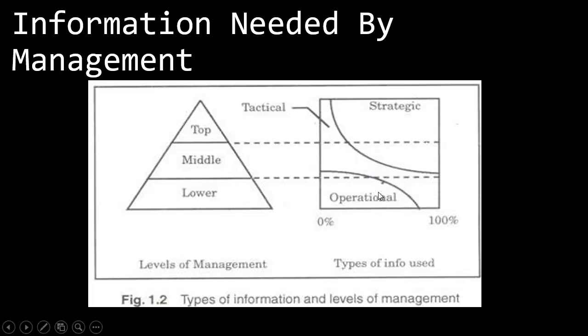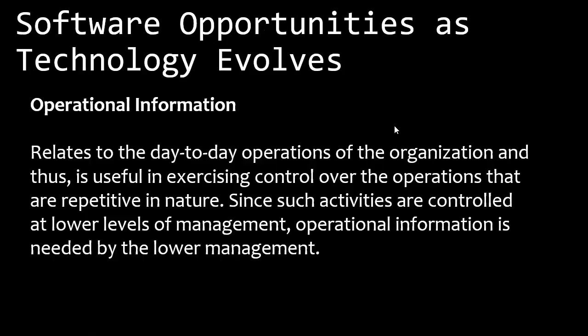Lower management, operational information. Middle to top, tactical information. And top and middle, strategic information. Let's look at what those three actually mean. So operational management relates to the day-to-day operations of the organization and thus is useful in exercising control over the operations that are repetitive in nature. Since such activities are controlled at lower levels of management, operational information is needed by lower management.